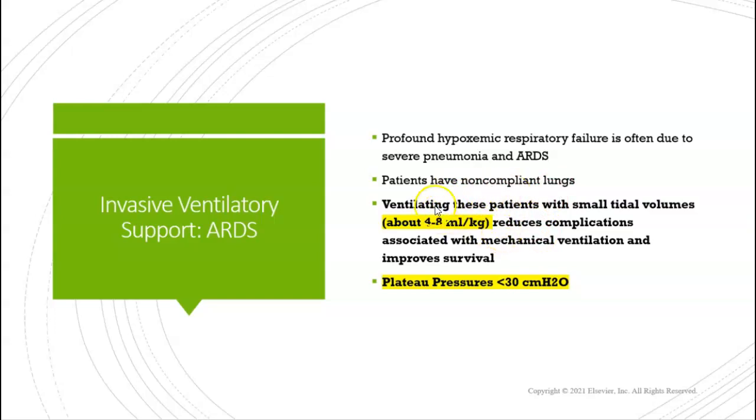Because you're using such high pressures, you really don't want to overdo it. Typically, we don't want to have a big pressure gradient because that increases your risk of something called barotrauma, which is pressure trauma. So typically we ventilate these patients with small tidal volumes. Okay, and we're going to talk about this more. The recommendation is usually to start at 8 milliliters per kilogram, but wean that pretty quickly to reduce the risk of complications. And you can go all the way down to 4 milliliters per kilogram.